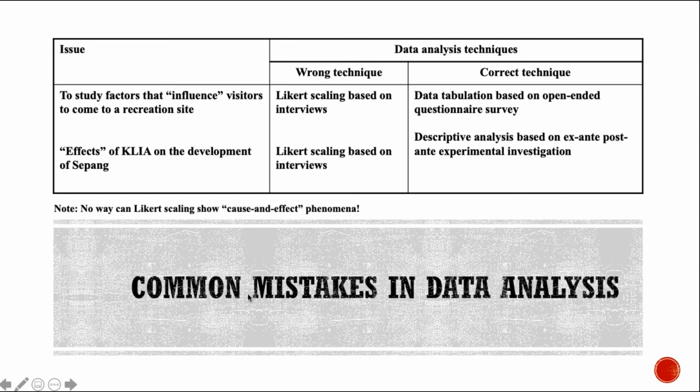But we have some common mistakes in data analysis. For example, you have an issue to study factors that influence visitors to come to recreational sites. You use multidimensional scaling. It's wrong. Scaling is not going to show you the factors that influence visitors. So what is the correct one? Data tabulation based on an open-ended questionnaire survey could be the right one.